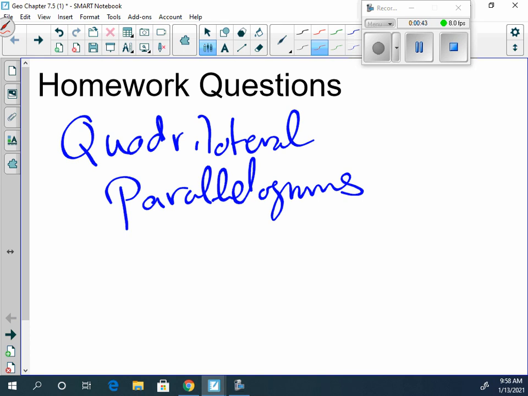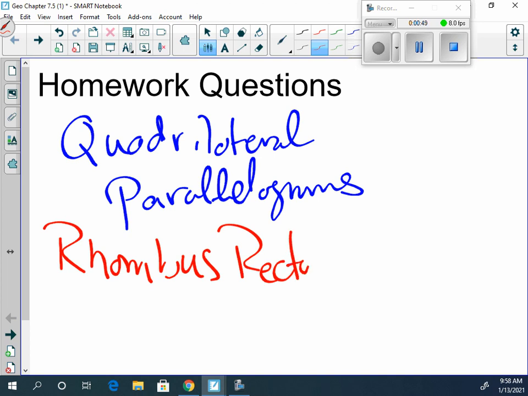Now from here we talked about rhombus, rectangles, and squares. And we talked about the different properties of those this week. Properties of rectangles, properties of rhombuses, and properties of squares, and kind of how they interrelate to each other.